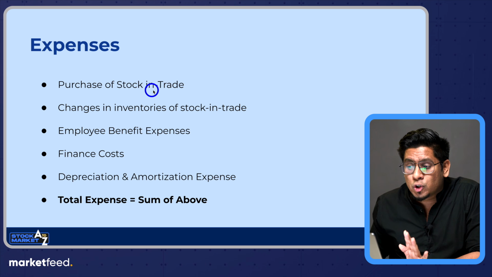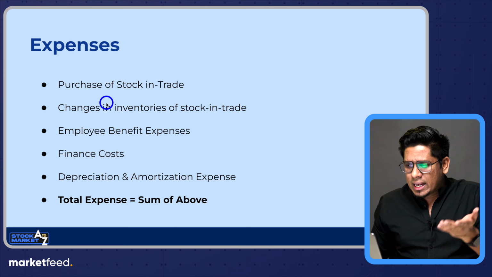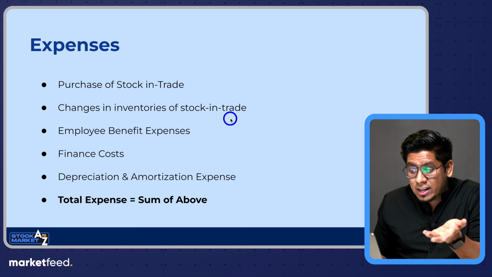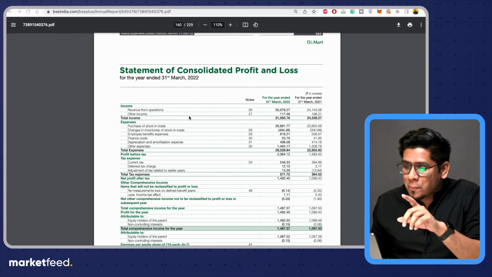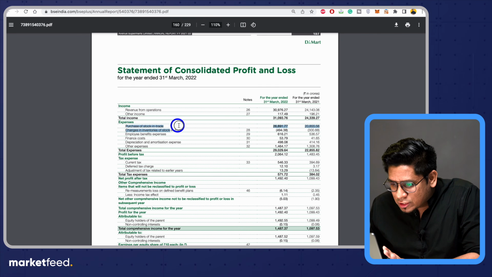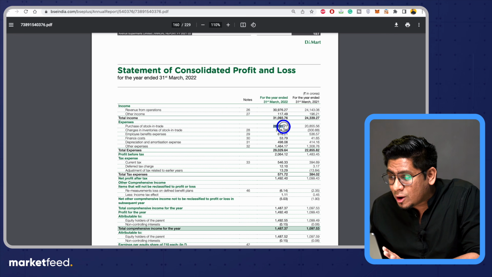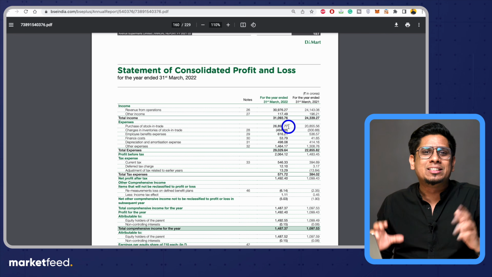So purchase of stock in trade means the same. The next one is changes in inventories of stock in trade. So let's actually go to the P&L statement and look into it. See, purchase of stock in trade is 26,891 crores. Makes a lot of sense, right?